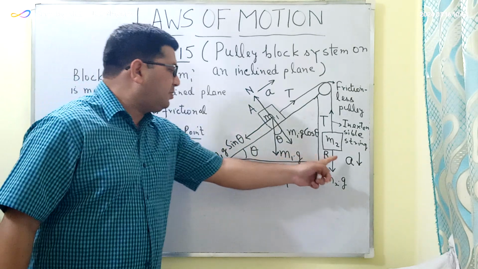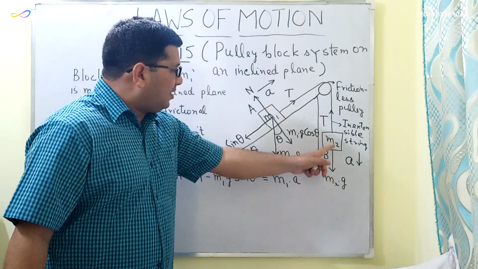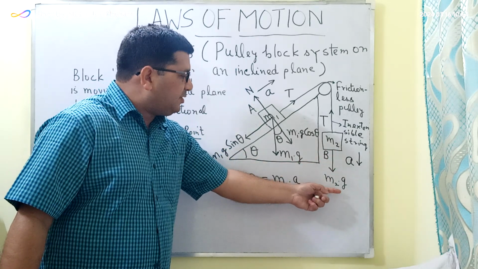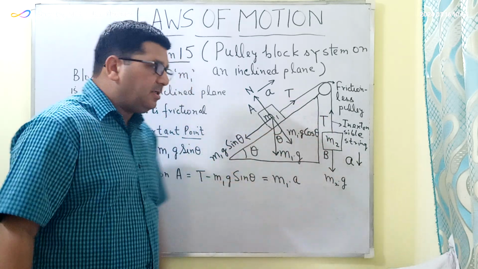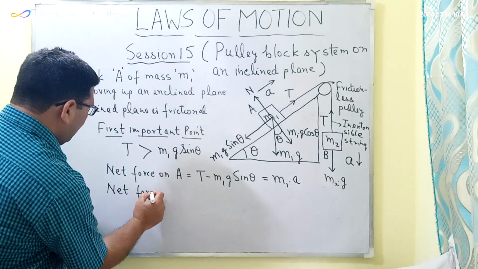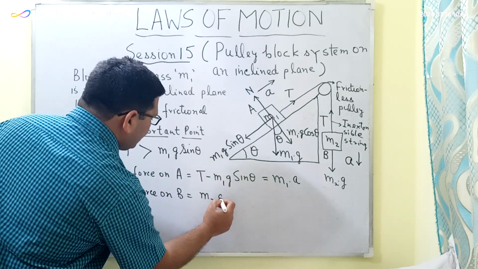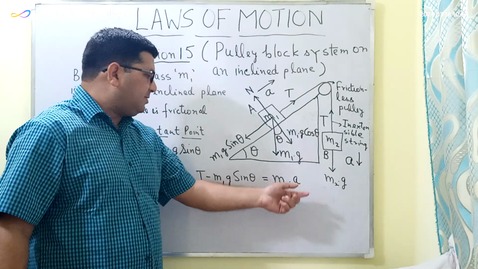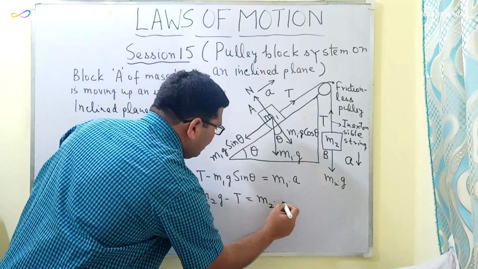Now let us come to the second block, that is the block B. The mass of this block B is m2. Since this block B will move in the downward direction only when the weight of this block is more than the tension in the string, the net force on B will be equal to m2g minus T, and this net force will generate this acceleration A. So this will be equal to m2a.